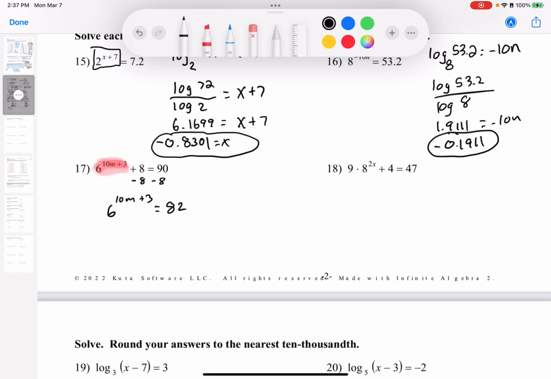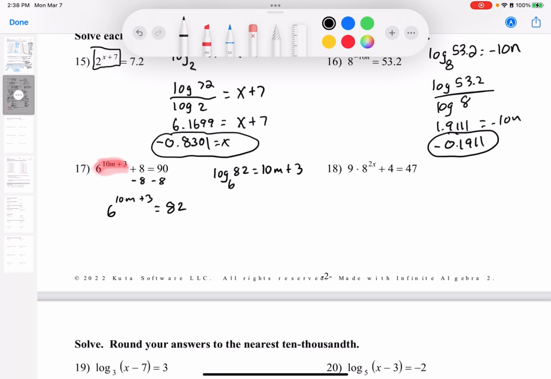Now it looks a lot like questions 15 and 16, so that's what we're going to do. We'll go log base 6 of 82 equals 10m plus 3. This time I'm just going to think about what I'm going to do. I've got log of 82 divided by log of 6. That's going to give me a decimal, which equals 10m plus 3. Once I have that decimal, I can subtract 3 from it and then divide by 10, and I'm going to get my solution.